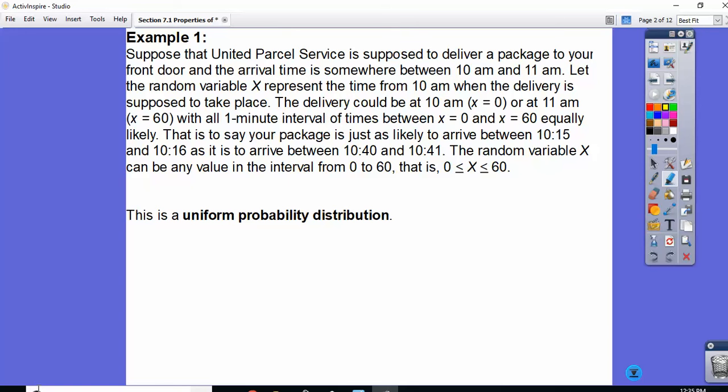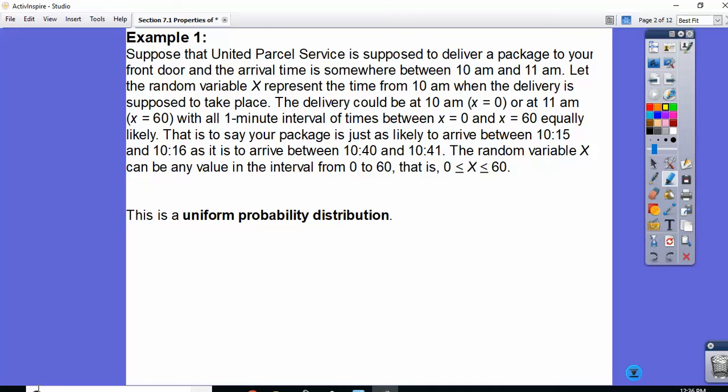That is to say, your package is just as likely to arrive between 10:15 and 10:16 as it is to arrive between 10:40 and 10:41. The random variable x can be any value in the interval 0 to 60. This situation is called a uniform probability distribution. It's uniform, everything has the same probability. No matter what interval I pick, every minute it is equally likely that your package will arrive.